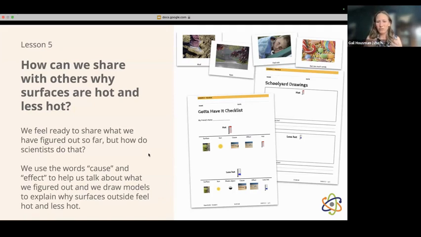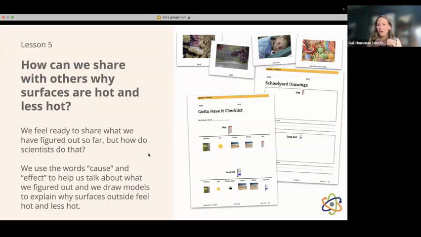So the kiddos do a fun card sort where they match up pairs of cards that are cause and effect relationships. There's also a community connection here that I'll talk about in a little bit, to help them find other cause and effect relationships. And then once they have those words and we're ready to explain everything, they draw a picture. We don't name it as a model yet, but they draw a picture to explain why some surfaces feel hot and other surfaces feel less hot when they're outside.